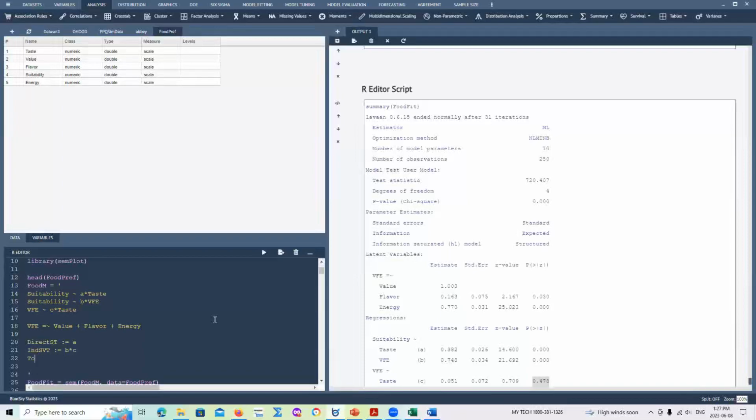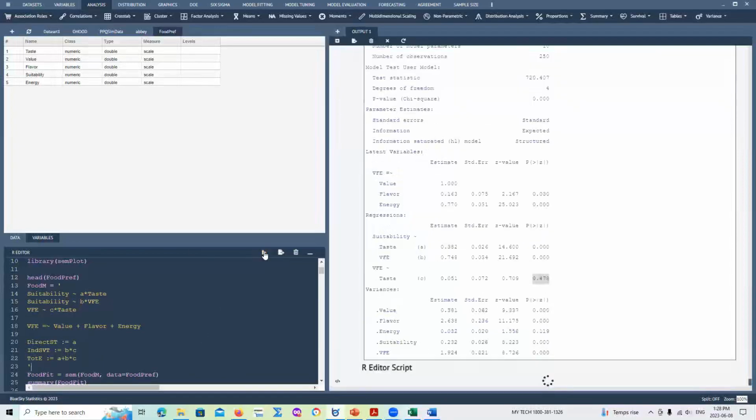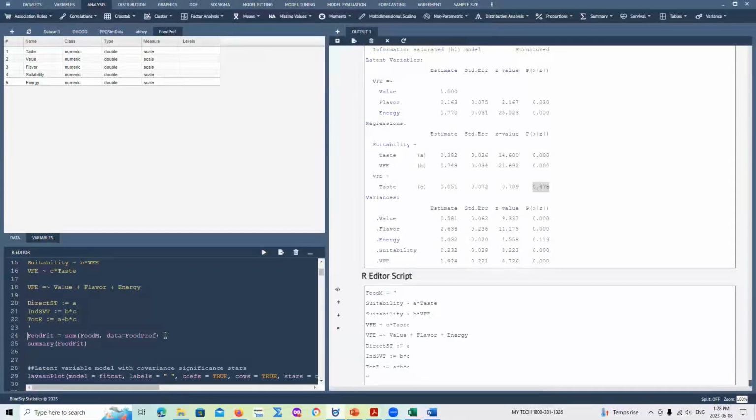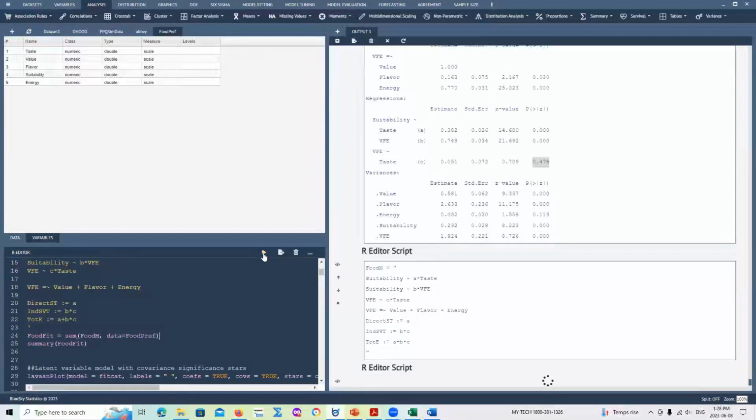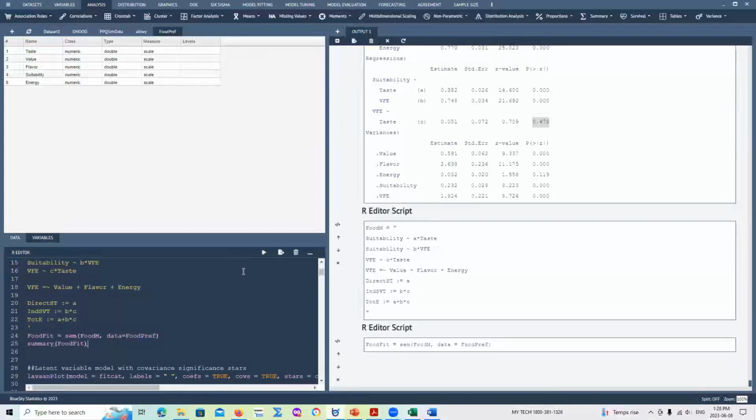And the total effect is just the sum of the direct plus the indirect. Once you do this, you can always check on the diagram. That's why I like plotting the diagram, so I can see if I've done them correctly. Okay, so let's run that. Then let's fit the model again. Let's see how it looks now.